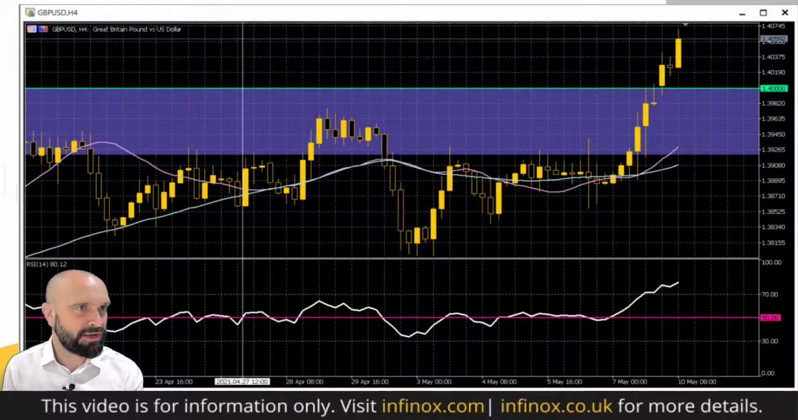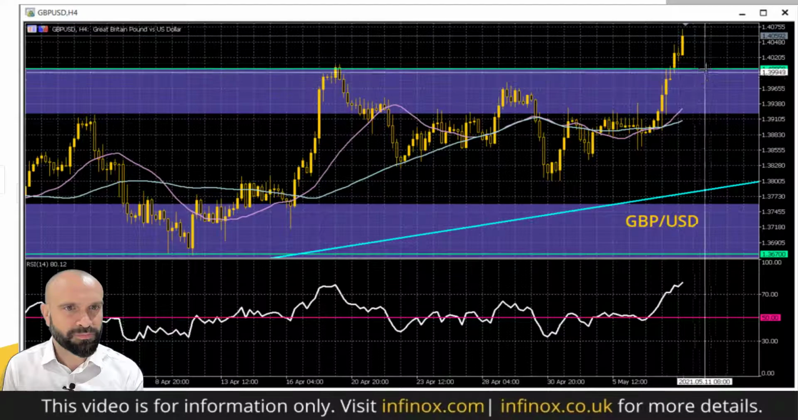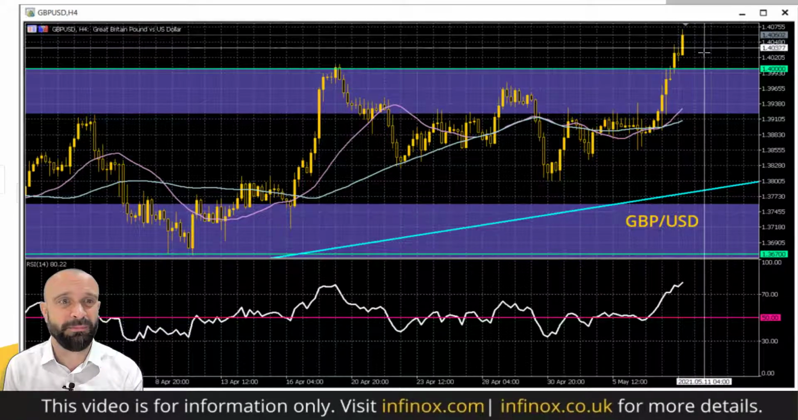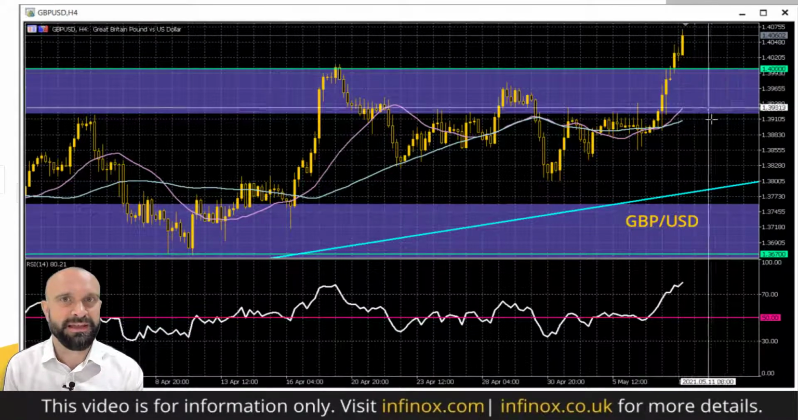You've got the 4-hour chart here. Let's just zoom back a little bit. And you can see here, a bit overstretched on the near-term basis, so you might see a bit of a near-term pullback. As I said, 1.40 figure is that level.